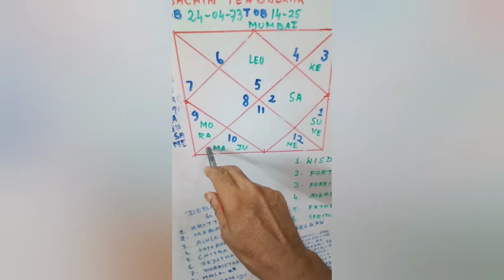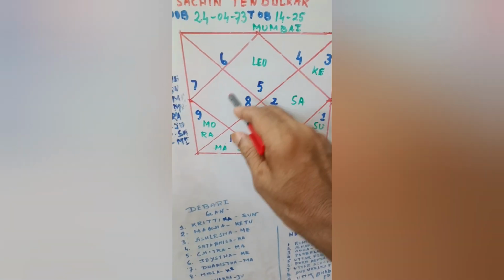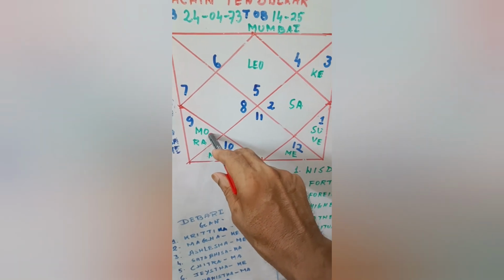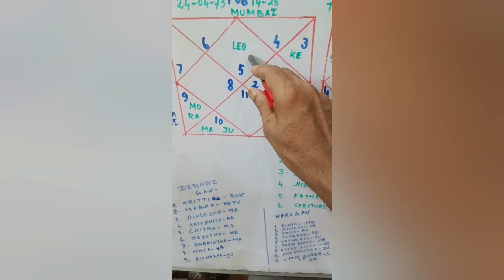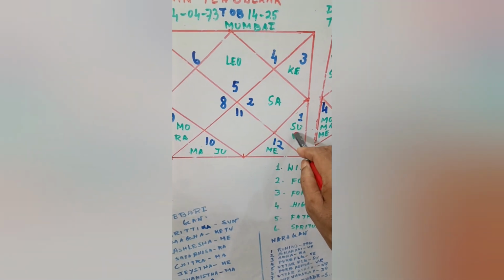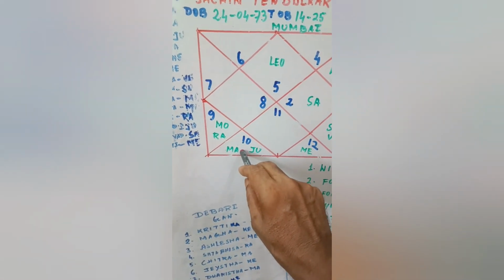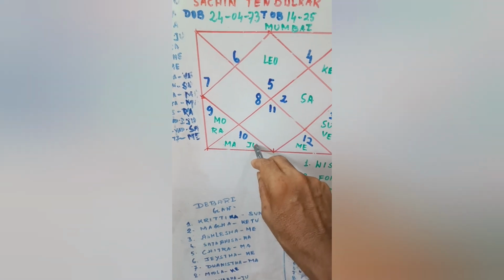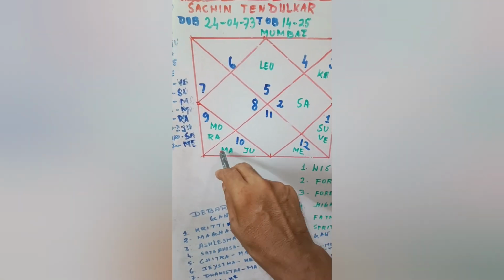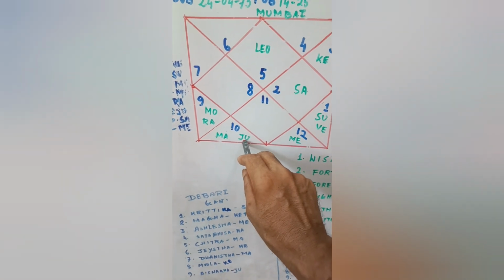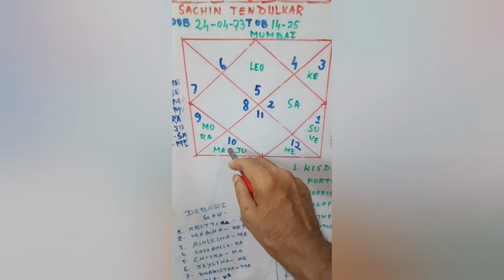This is the chart of Sachin Tendulkar. Leo ascendant, Singha Lagna, and Sagittarius, the moon sign, Dhanu Rashi. Now what happens? The 9th house Lord is Mars, exalted in the 6th house with Jupiter. Jupiter is the 5th house Lord. So the 5th house Lord and 9th house Lord are conjoined in the 6th house of Sachin Tendulkar's birth chart.